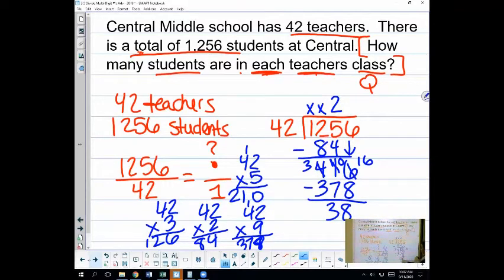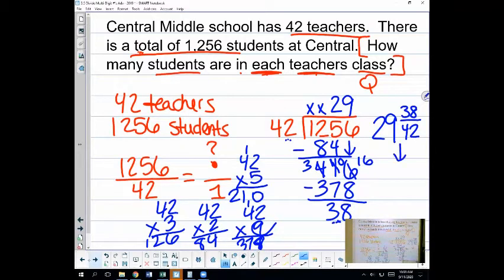How do I know I did it right? That is less than that. What number did I put here? We did 9, so this would be 9. Okay, I'm done. Everybody has something that goes with it. So my answer is 29, and my remainder was 38 out of 42. 38 out of 42 left over.